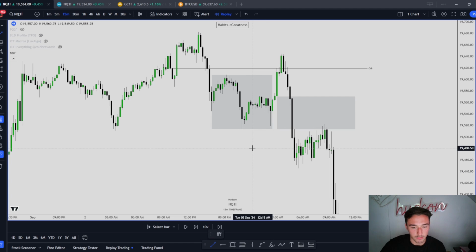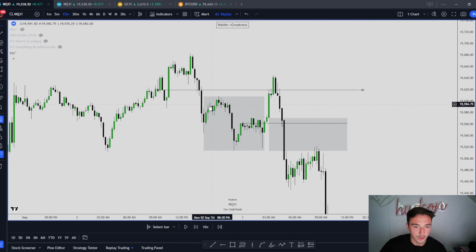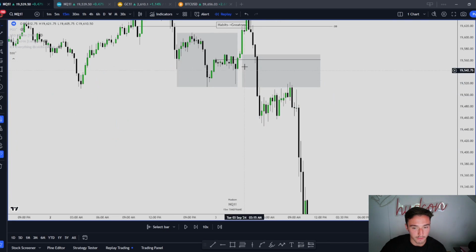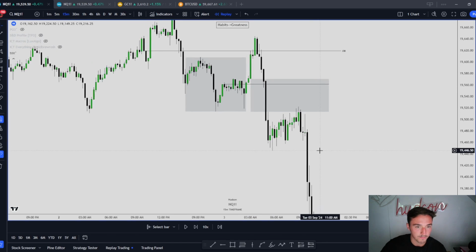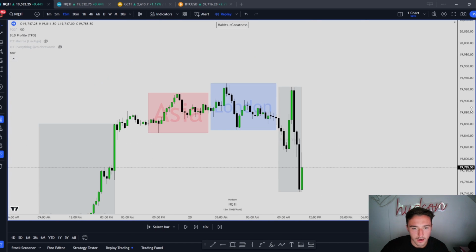Where is midnight open? Right here. So, what do we do? Accumulate, manipulate above midnight into a key level, and displace heavily off of it. New York continuation. Okay? All right, so what do we see here? Boxes are on. Asia and London are both accumulating. Take the boxes off, it's more clear.